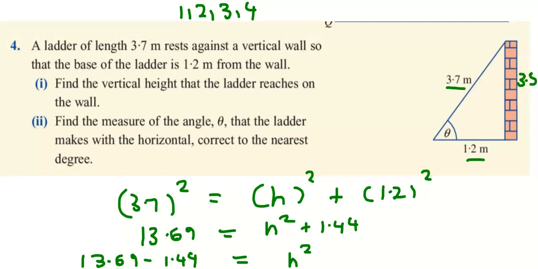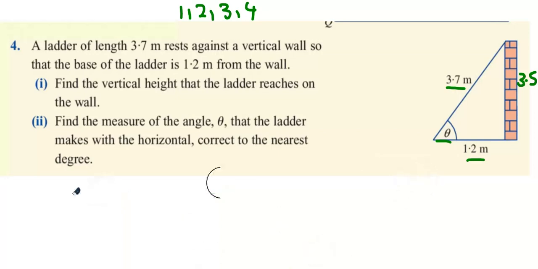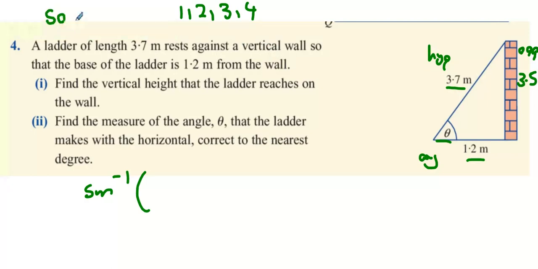This is an angle question, and the only way angle questions finish is whether you use sine inverse, cos inverse, or tan inverse. As it turns out, because I know all three sides, I can use any of them I want. This is the hypotenuse, this is the opposite, and this is the adjacent. So I could use sine inverse, opposite over hypotenuse. Remember, silly old Harry. So I could use 3.5 over 3.7. That would get me the correct answer for the angle.